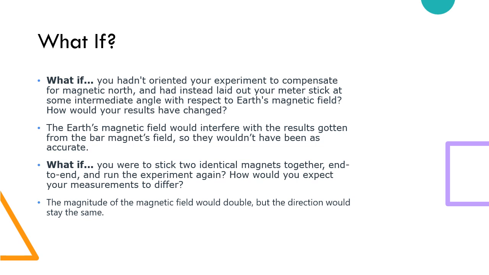What if you were to stick 2 identical magnets together and run the experiment again? How would you expect the measurements to differ? The magnitude of the magnetic field would double, but the direction would stay the same.